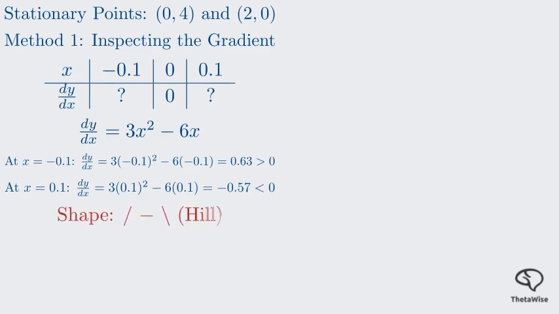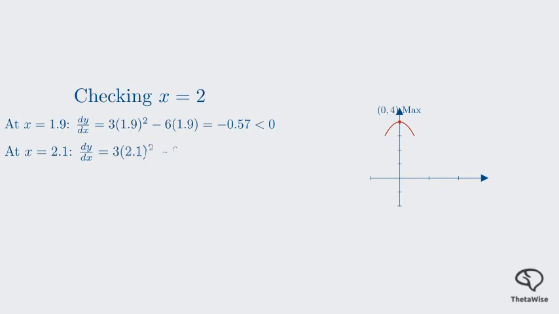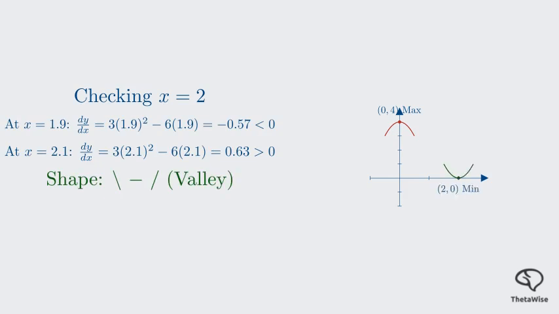Notice the pattern. The gradient goes from positive to 0 to negative. This forms the shape of a hill, meaning the point (0, 4) is a local maximum. Now, let's check x equals 2 by picking 1.9 and 2.1. At x equals 1.9, the gradient is negative 0.57. At x equals 2.1, the gradient is positive 0.63. The gradient goes from negative to 0 to positive. This forms a valley, meaning the point (2, 0) is a local minimum. This method is foolproof, but can be time-consuming with all that arithmetic.